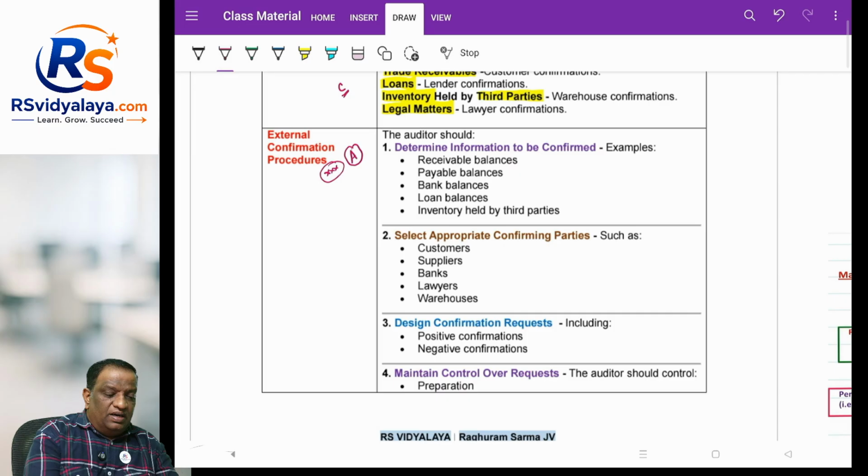First one: determine the information to be confirmed. That is, what is it that you want the confirmation of? Is it the balances, that is the receivable balance or payable balance or the bank balance? First, find out what it is that you want.